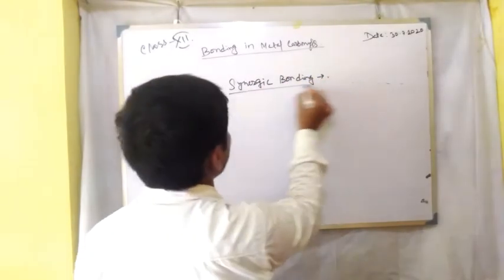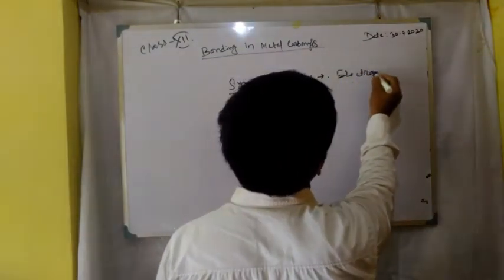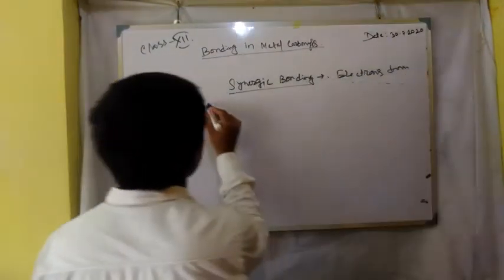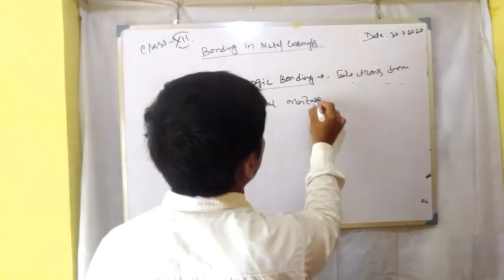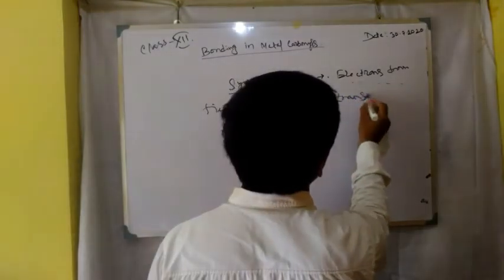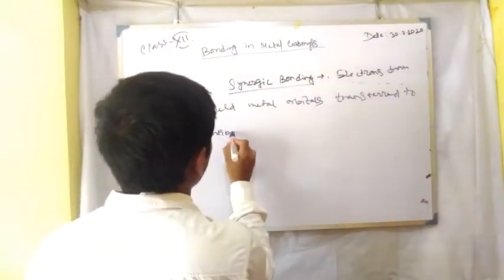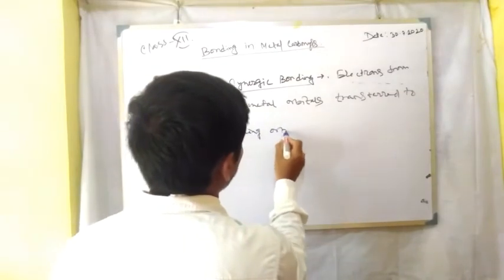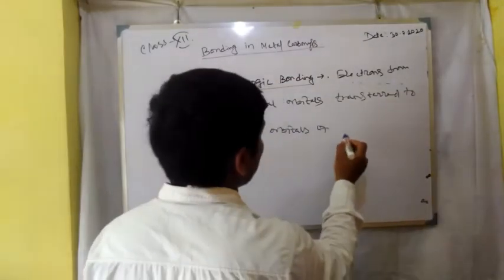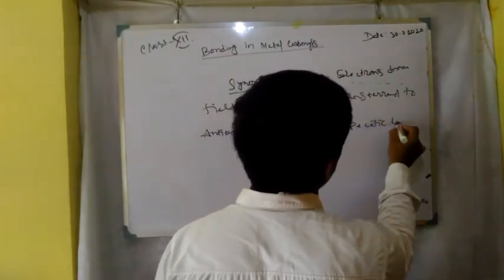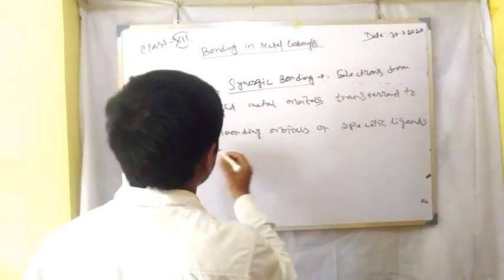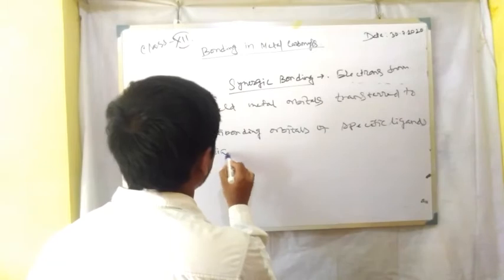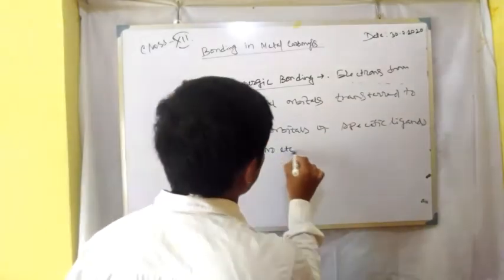Synergic bonding is when electrons from the filled metal orbital are transferred to the antibonding orbital of specific ligands. Not all ligands can take part in this complex formation. Antibonding orbitals of specific ligands like carbonyl, nitrosyl, etc.